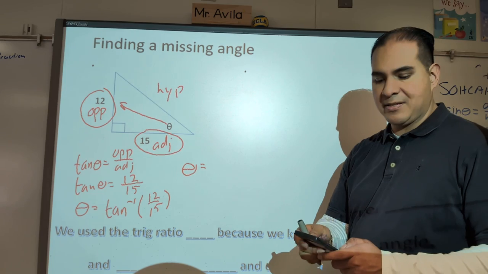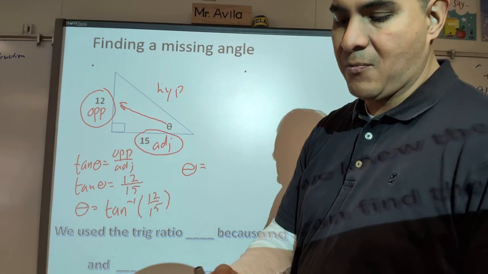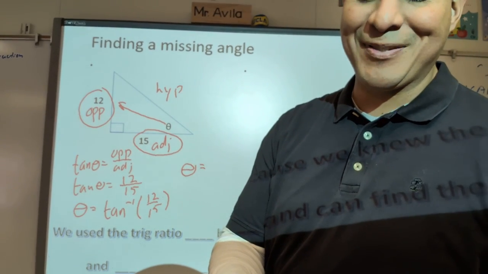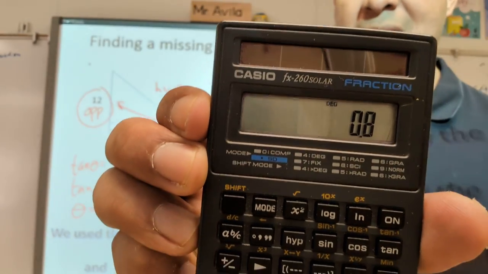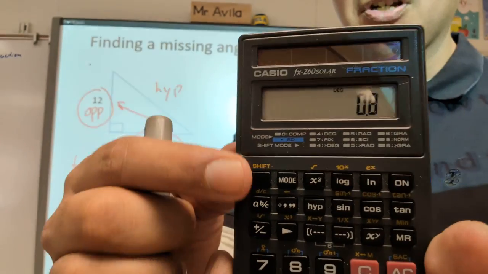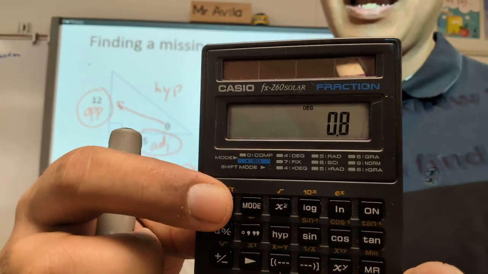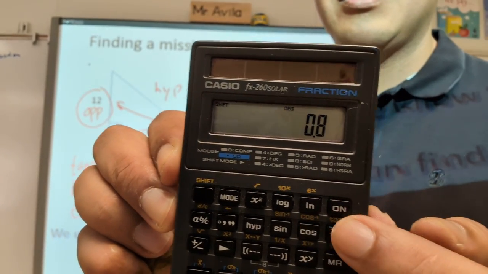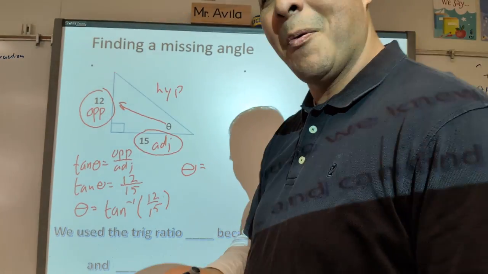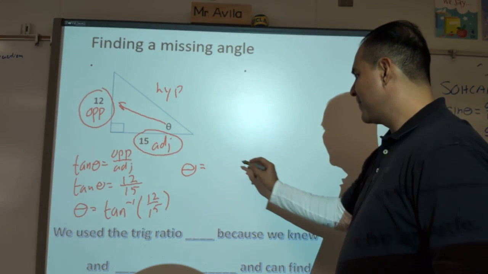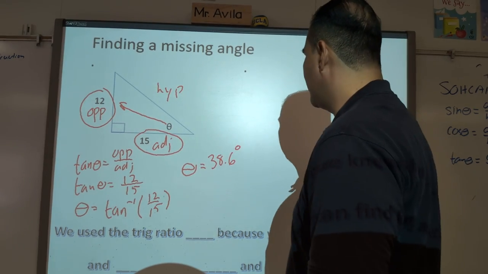So first we type in 12 divided by 15 and we hit equals, and we get 0.8. Then you hit that shift button. Your calculator might have a second button instead. Then you go over and hit tangent. That gives us our angle, 38.6 degrees. What was your guess? The correct answer here is approximately 38.6 degrees as the measurement of the angle theta.